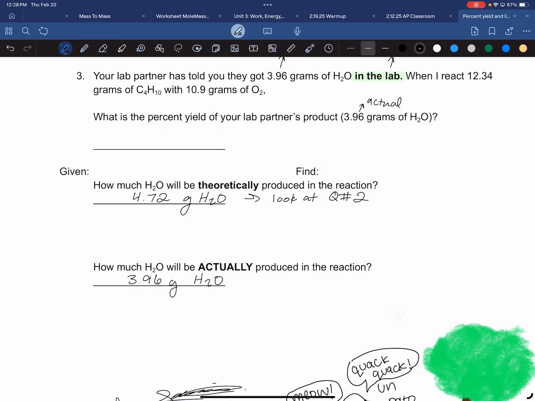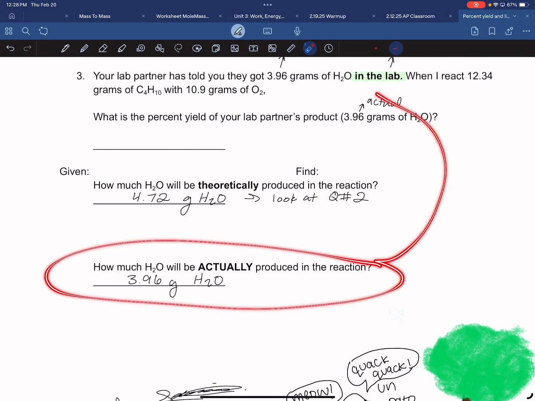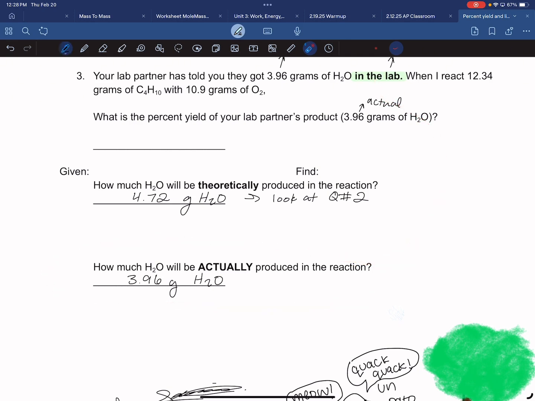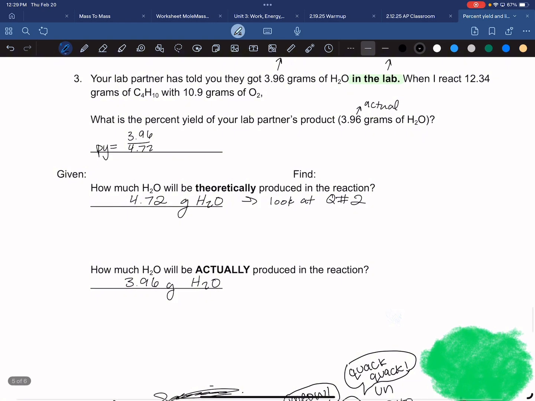So then from here, reminder, I got this number because I calculated it. From here, I got this because this was found experimentally. I'm going to plug it into my percent yield equation. Percent yield is equal to my actual, which is 3.96, divided by 4.72. Multiply it by 100. And that is your percent yield. All right, once you write that down, put it in your calculator. Let me know what you get.